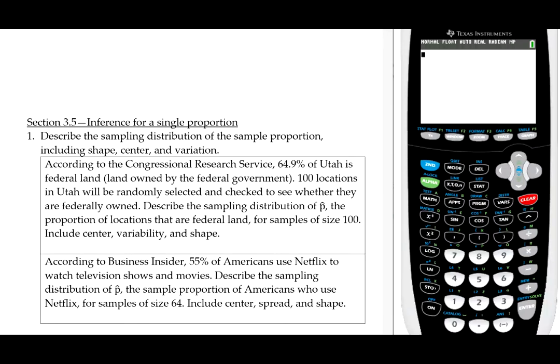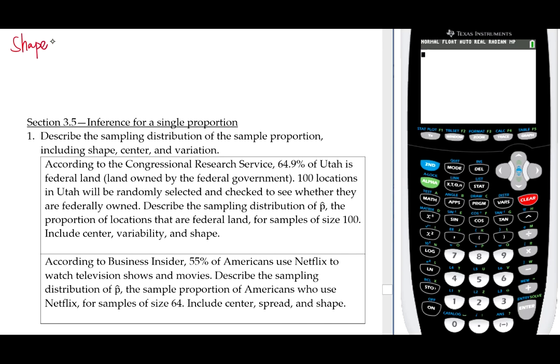Section 3.5 is on inference for a single proportion. The first learning objective is to describe the sampling distribution of the sample proportion, including shape, center, and variation. So let's first talk about those three characteristics of the sampling distribution.